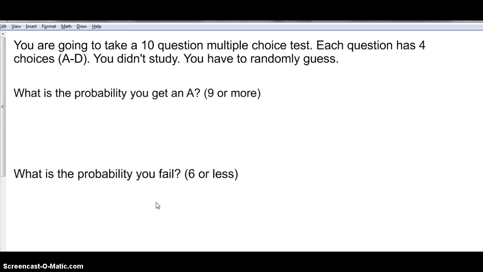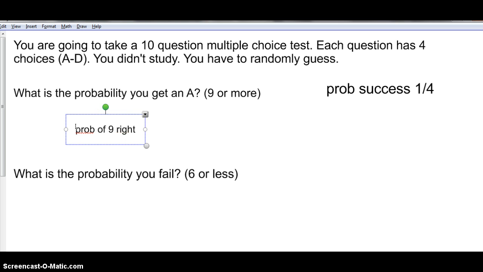We're going to go back to the multiple choice question. I think we looked at one of these on Friday. Each question has 4 choices, so obviously there's only one right answer. The probability of success is 1/4. And this one asks us, what is the probability you get an A, as in 9 or more? So we basically are looking for the probability of 9 right or 10 right.